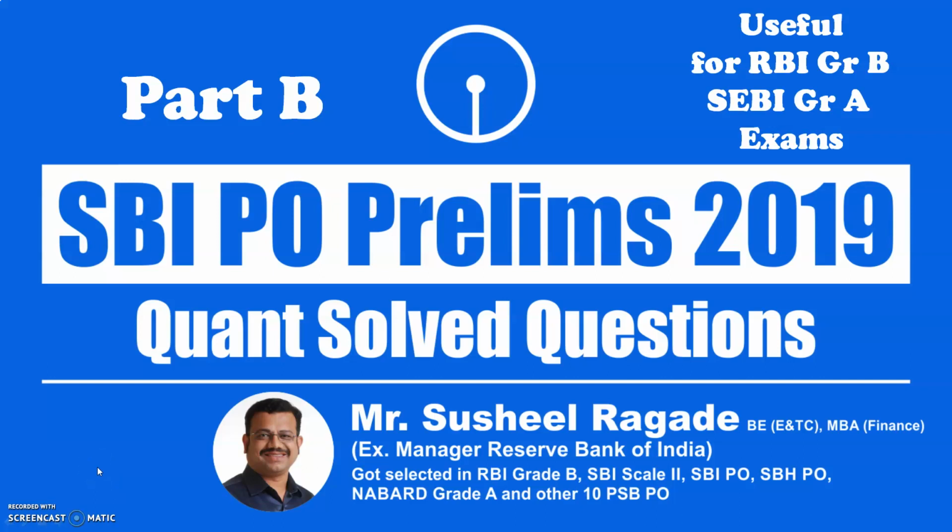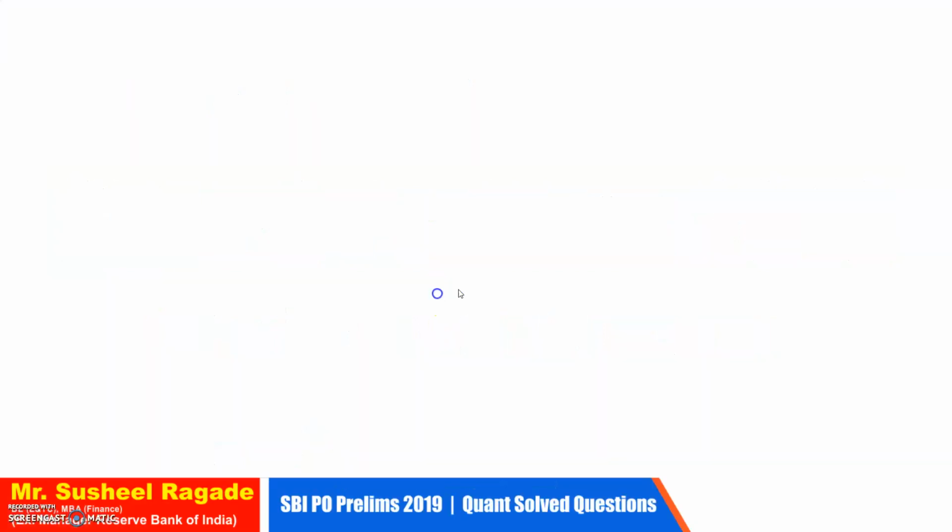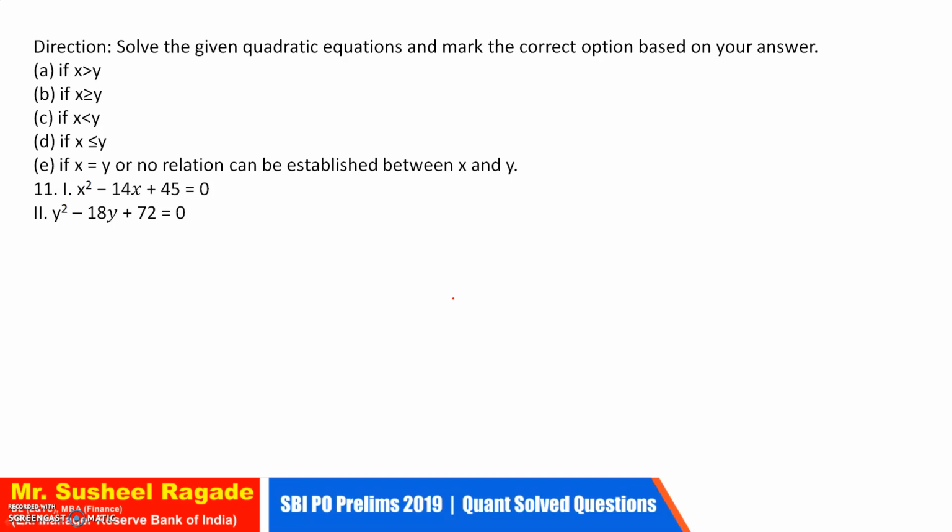Hello friends, welcome to the second video in which we will see the next 10 questions of SBI PO 2019 Quant solved questions. These are the quadratic equation questions in which we have to compare the values of x and y, and then we have to find the relation between x and y.